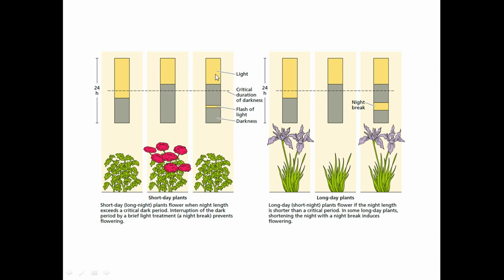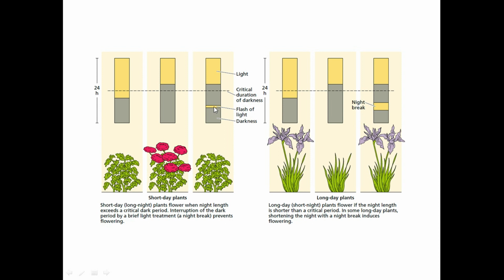Now here, the plant is exposed to a shorter period of day as compared to the night, or as compared to the dark, but there is an exception in between these two. What is it? This is the flash of light that is given in a continuous phase of dark. This is called the night break.